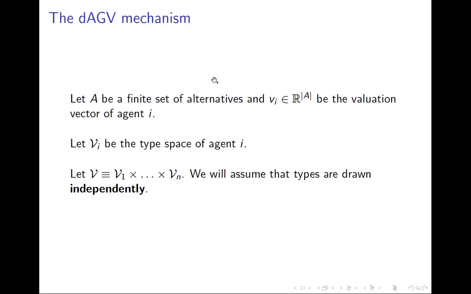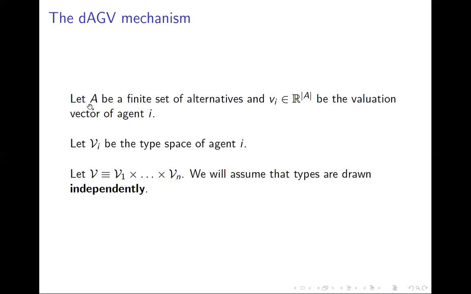Okay, so what I want to say here is that the Bayesian incentive compatibility criterion is quite permissive if you don't impose individual rationality constraints. The dAGV mechanism is one classic example of that. So here I'm setting up this general model. We are now away from the single object allocation model.